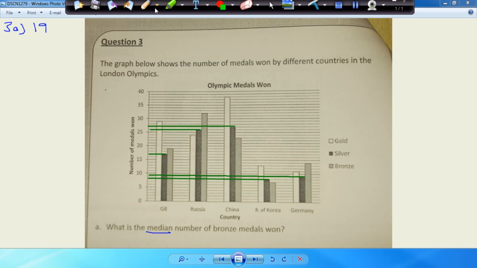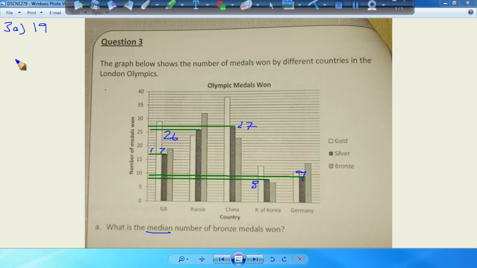Okay, let's put some values on there quickly, folks. Right. What was it for GB? 17. So GB, is everybody happy with 17? Yes. Okay. We lost the pen. 26. What do we get for Russia? 26. What do we get for China? 27. Okay, we happy with 27, everybody? Yes. And the next one we get? 8. And the last one is? 9. So what we need to do is add these numbers up and divide by 5, because we've got 5 countries there.